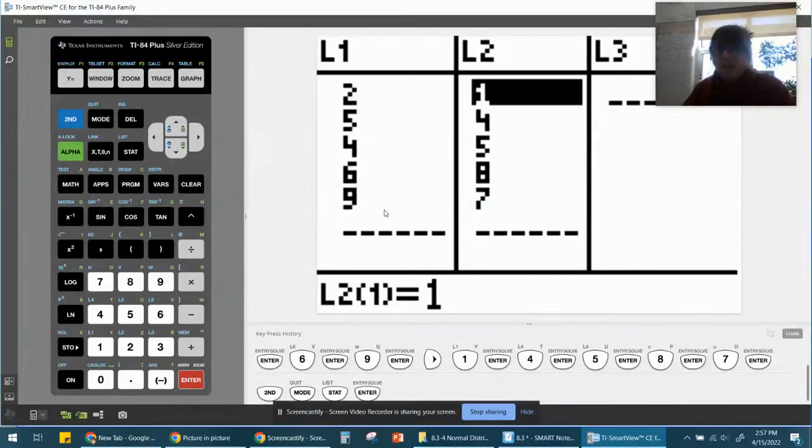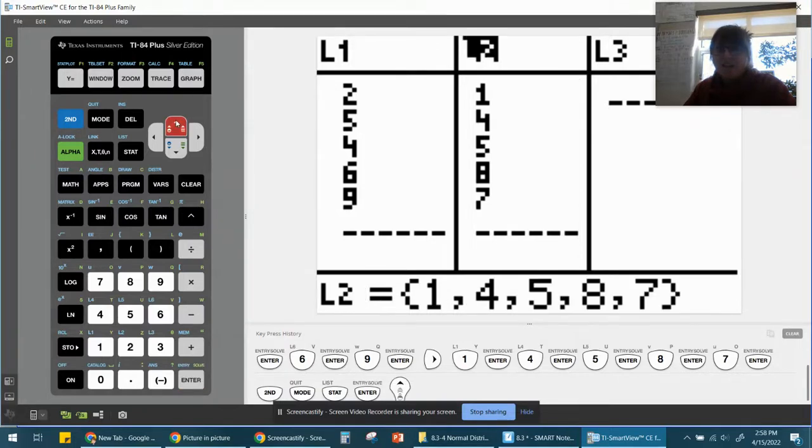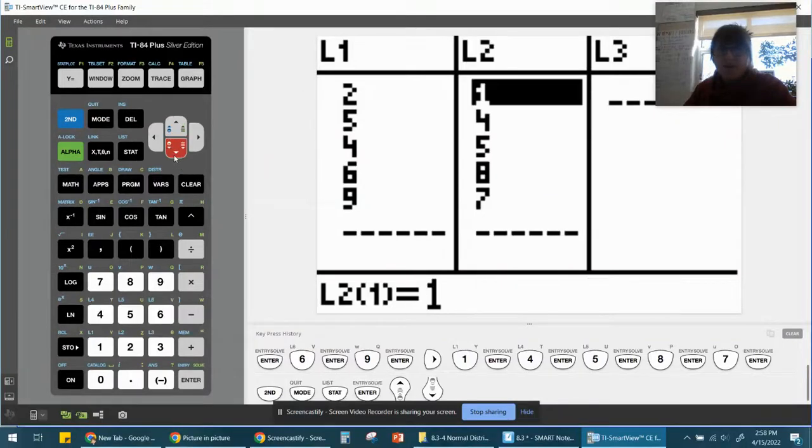You just type in your data in list 1 and list 2, your X data in list 1, and your Y data in list 2. If you want to clear out existing data, just go up to the top and press Clear. I'm not going to do that because I don't want to delete my data.